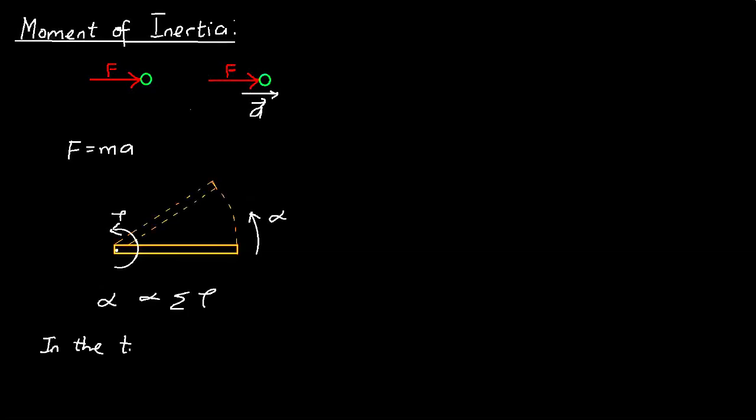In the translational case, we know that the acceleration is proportional to the net force and inversely proportional to the mass or inertia of the object. But what plays the role of mass in the rotational case? To answer this question, let's examine the very simple case of a particle of mass m attached to a very thin rod of negligible mass having a length r. This system is set up in such a way that the mass is allowed to revolve in a circle about the other end of the rod.